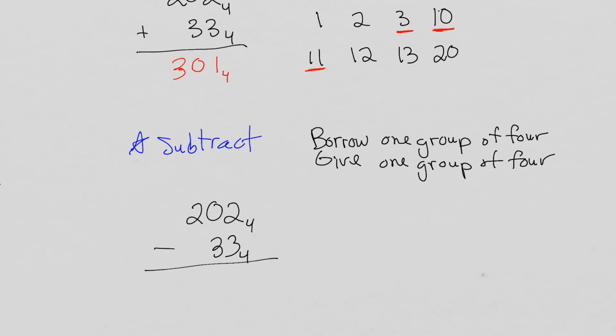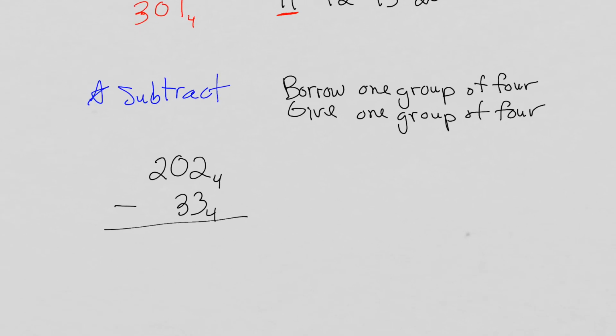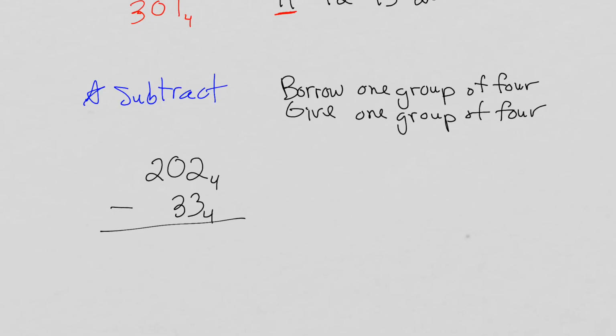Now, if we wanted to subtract, we're going to subtract like we usually do, but we're not going to be borrowing groups of 10 and giving groups of 10. We're going to be borrowing groups of whatever base we're in. In this case, we're doing groups of 4. So when I subtract, I don't have enough. I'm going to take one group away and give that group of 4 to the next place value. For example, I'm going to borrow from this 2. So we're going to make it one group here. We're going to take that group we just borrowed and apply it to the 0.